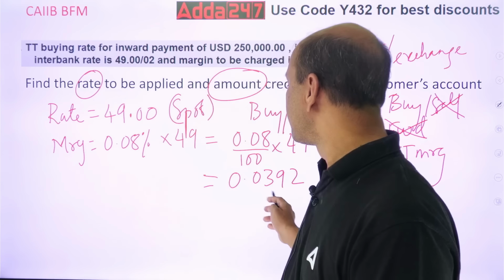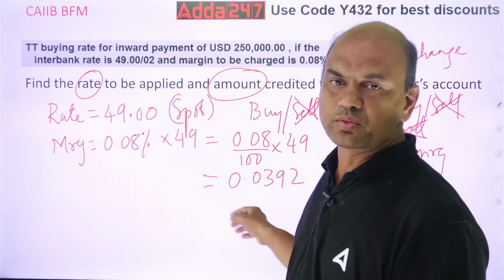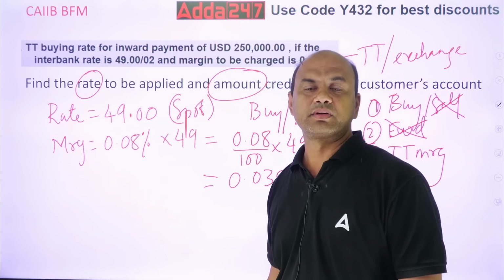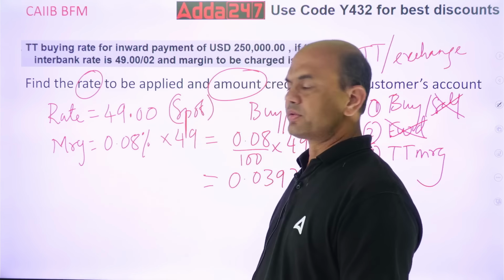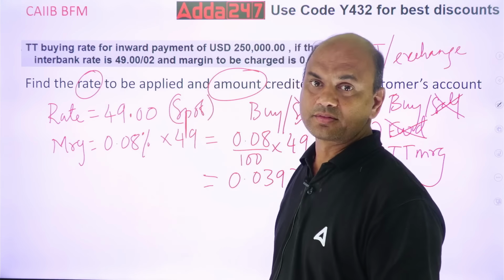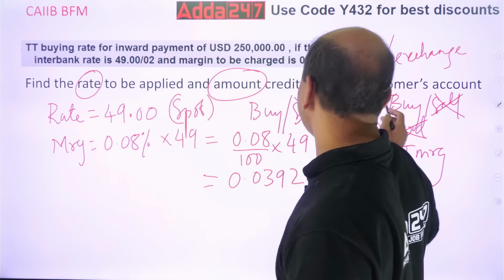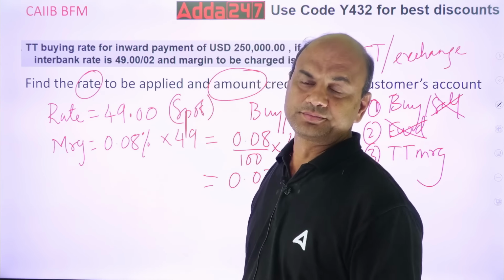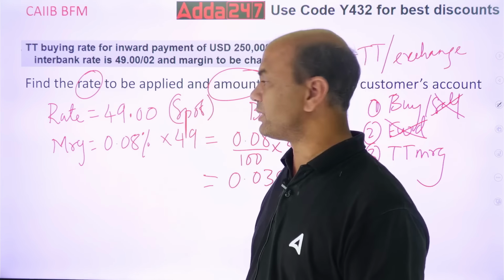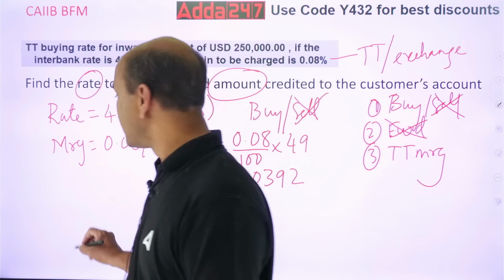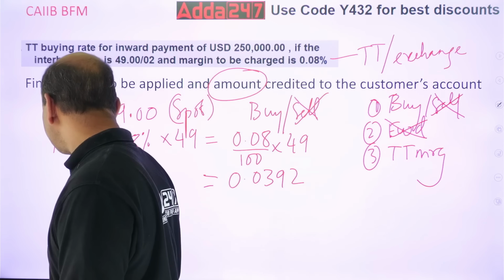So margin is 0.0392. Type yes in the comment section if you are getting it. So now what will I do with this margin? Will I subtract or add? What am I doing? Buy. I am doing buy. In the comment section, buy means margin is subtracted.